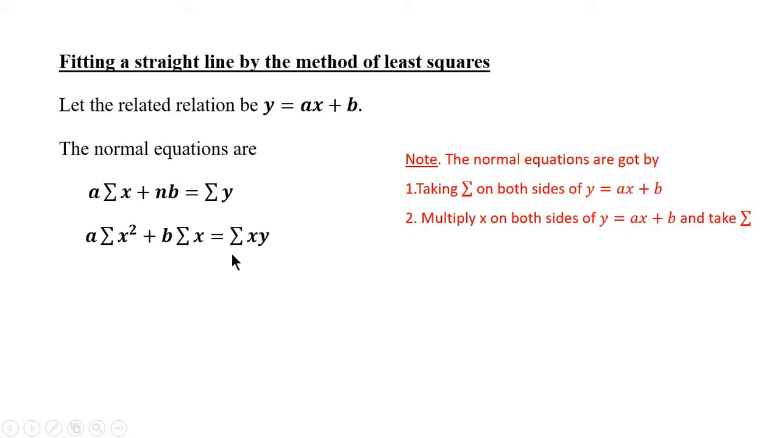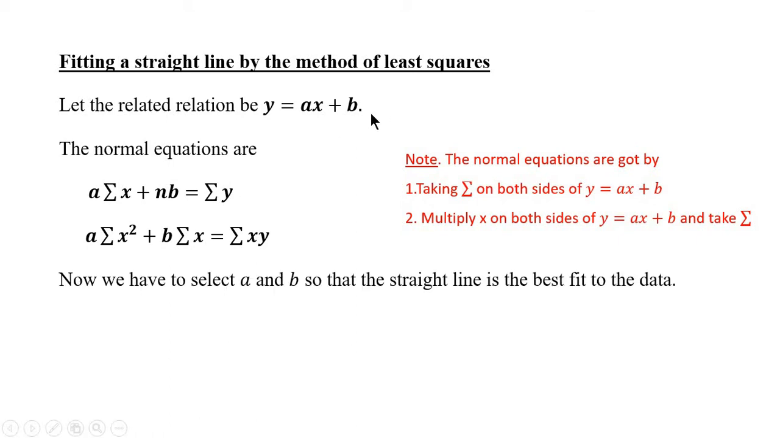The second normal equation is sigma xy is equal to a sigma x square plus b sigma x. After solving these equations and obtaining the values of a and b, let us substitute in our straight line equation to get the best fit.